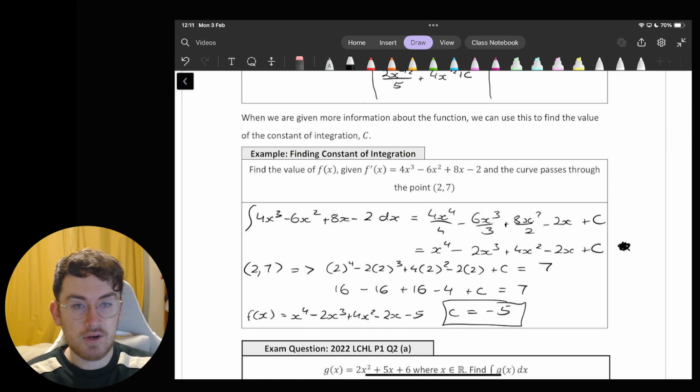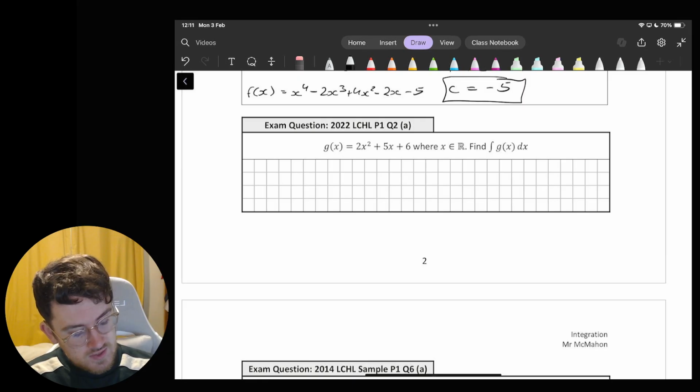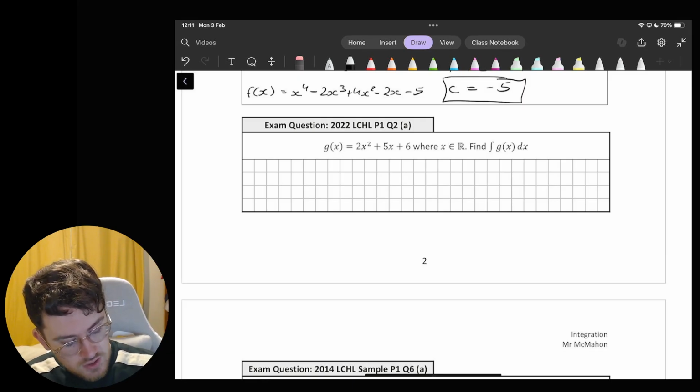It could be any possible function here, and once we have more information, we can find the specific function that the question requires. So into some exam questions here, we just have a few really in terms of the indefinite integrals and the antiderivatives here. So g of x is 2x squared plus 5x plus 6. Find the integral. So the integral here of 2x squared plus 5x plus 6 dx.